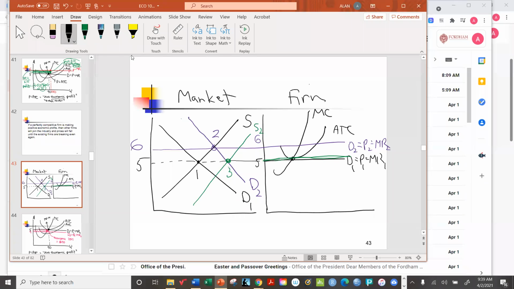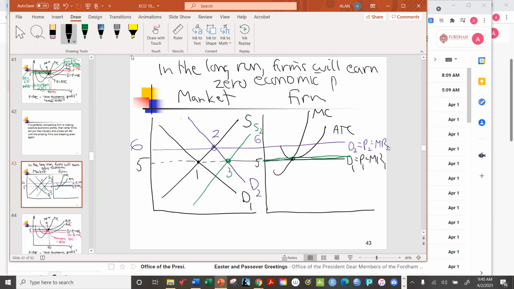So in the long run, the bottom line here is that in the long run, firms will break even, which means earn 0 economic profit. They may go through short periods where they're making more money than usual, but eventually competition will ensure that that doesn't last. Okay. All right. So that's what's happening.